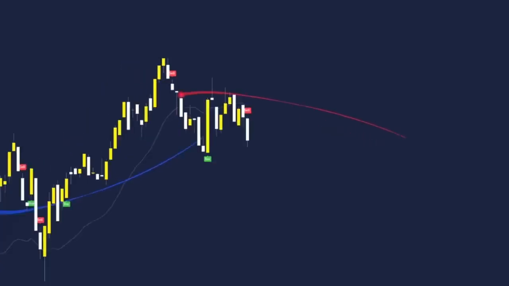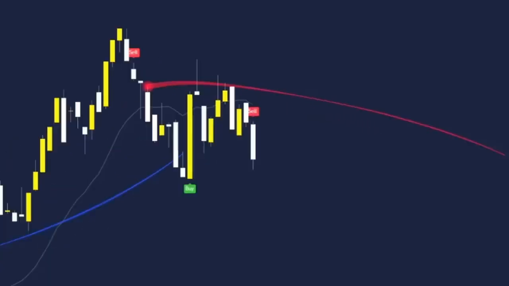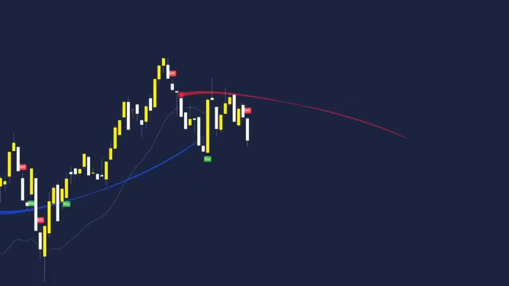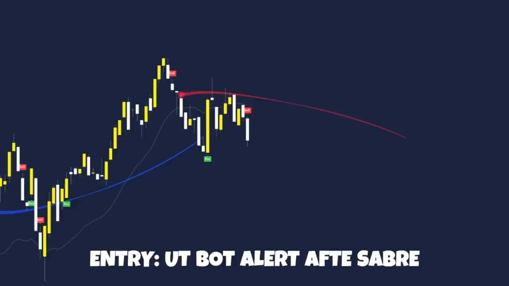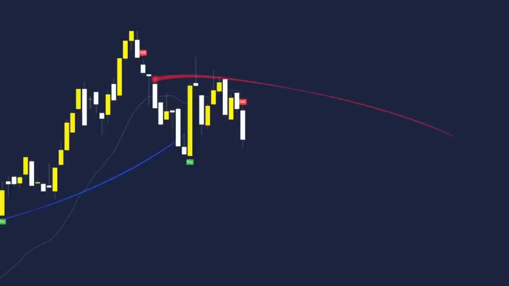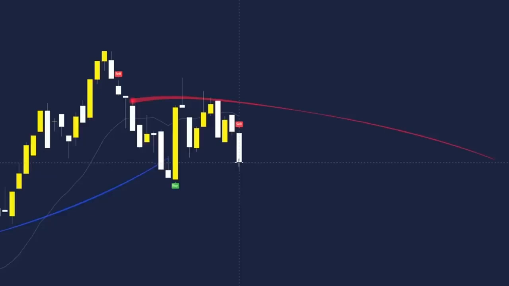Now a few candles later, we do get our second sell for the UT Bot Alert, but once the MA Saber line has painted, we then want to see price move back towards this Saber line, reject off it, and then paint the entry signal, which is the UT Bot Alert sell label. And this would be our valid entry.